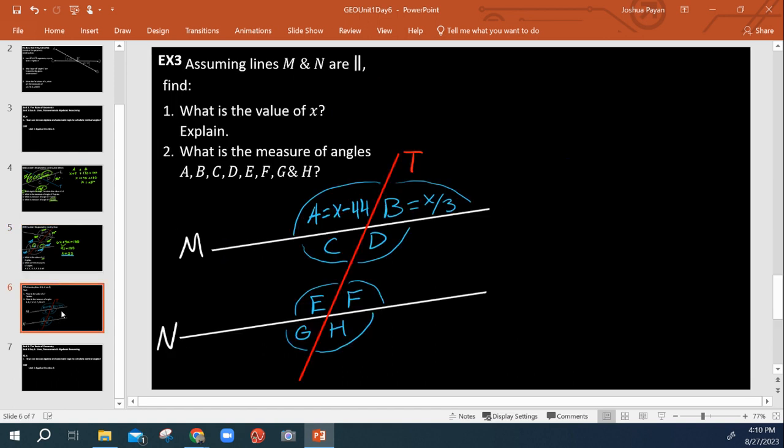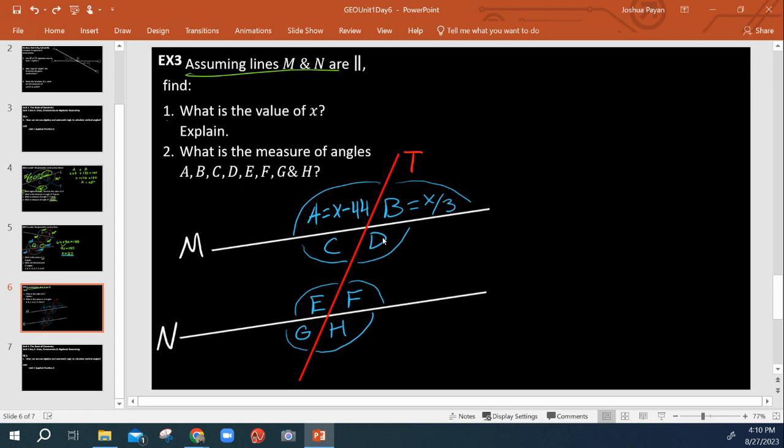Okay, so now we've got a little bit uglier of an example. Okay, so looking at this, same idea, but we're told to assume lines M and N are parallel. Okay, so that means a number of things. That means angle A and E are congruent, right? Because all the corresponding angles will be congruent. That means angles A and H will be congruent because alternate exterior angles will be congruent. That means D and E will be congruent. Alternate interior angles are congruent. And I mean, we can just go on and on and on.